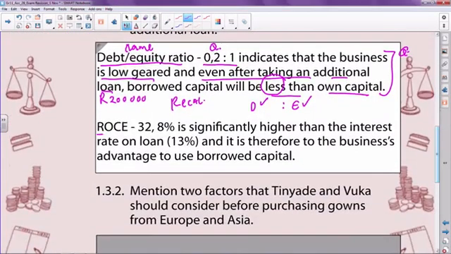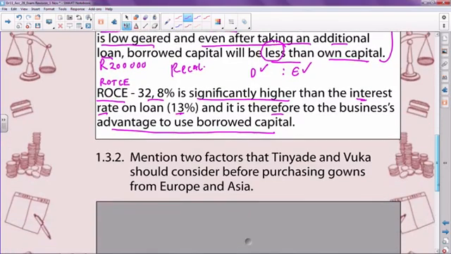Okay, return on capital employed or return on total capital employed. Remember, in your exams, guys, these abbreviations are allowed. 32.8% is significantly higher than the interest rate on the loan, which is sitting at 13%, and it is therefore to the business's advantage to borrow capital. I've explained that already, and I'm hoping that it makes sense. Right, you guys with me?